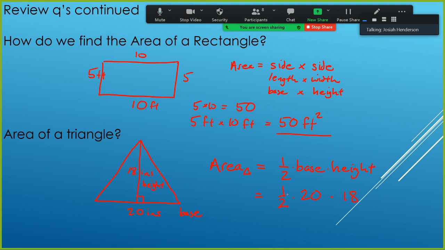So I multiplied 20 and 18 and got 360, then hit divide by 2. So it looks like the area of this triangle would be 180 inches squared. Remember, when we do areas, it's always going to be units squared. So 180 inches squared for this example. That's not because of the 18 necessarily. It's just because we multiplied base times height and divided by 2, and it came out to 180.